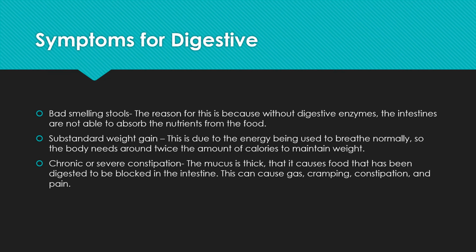Chronic or severe constipation. The mucus is so thick that it causes food that has been digested to be blocked in the intestine. This can cause gas, cramping, constipation, and pain.